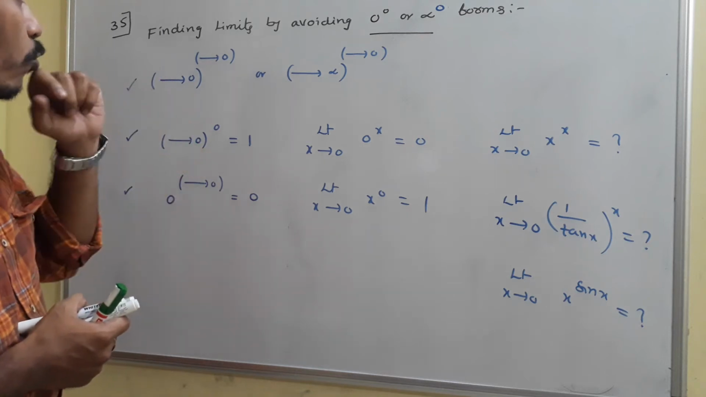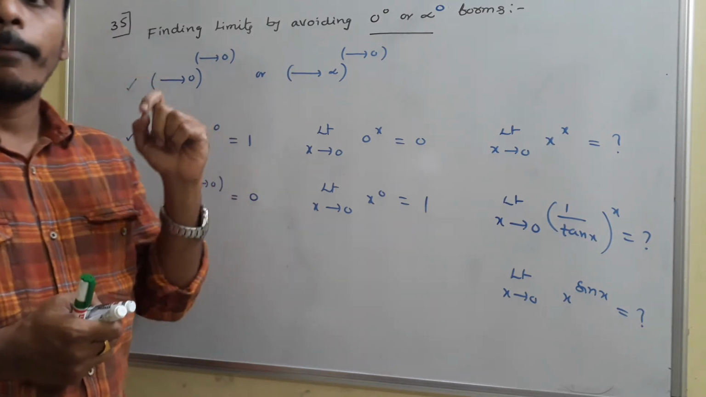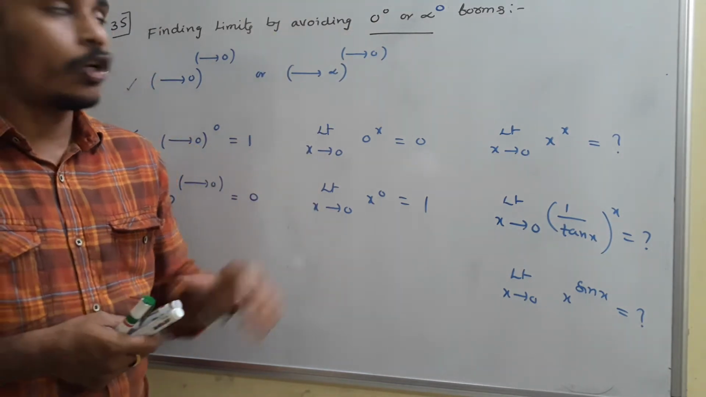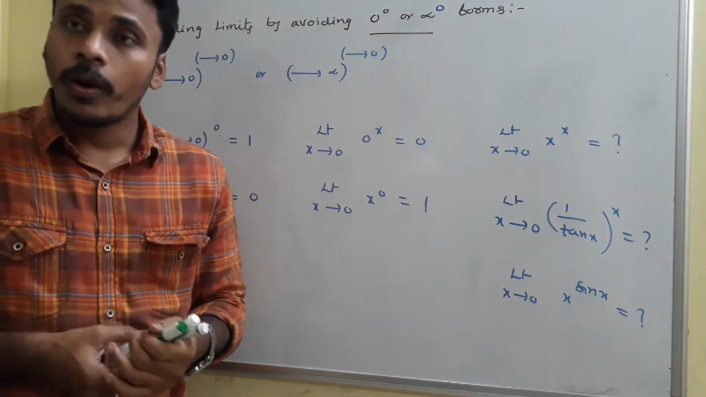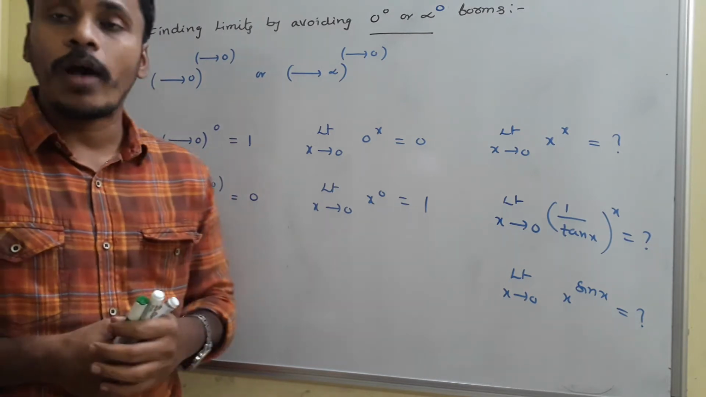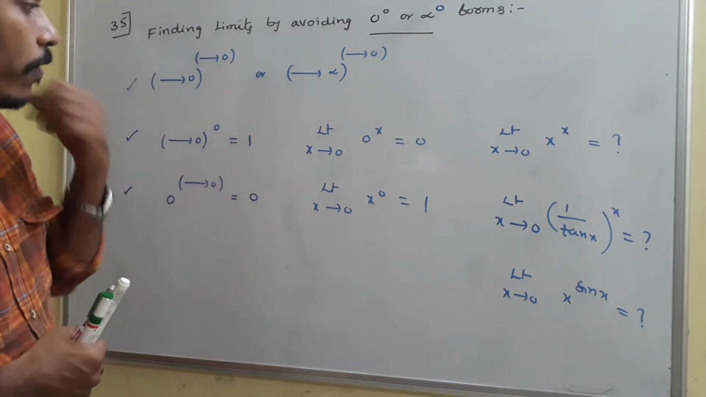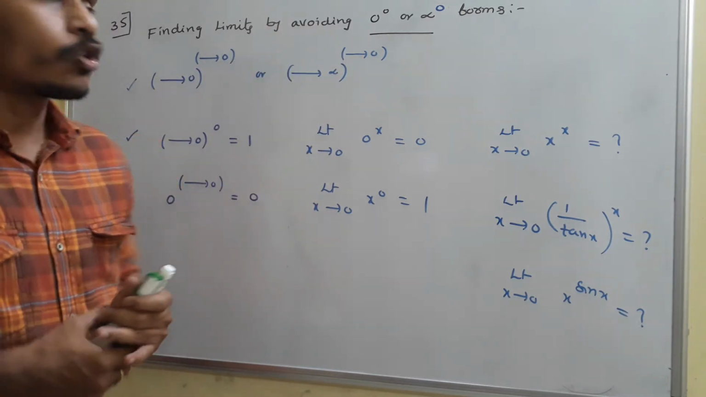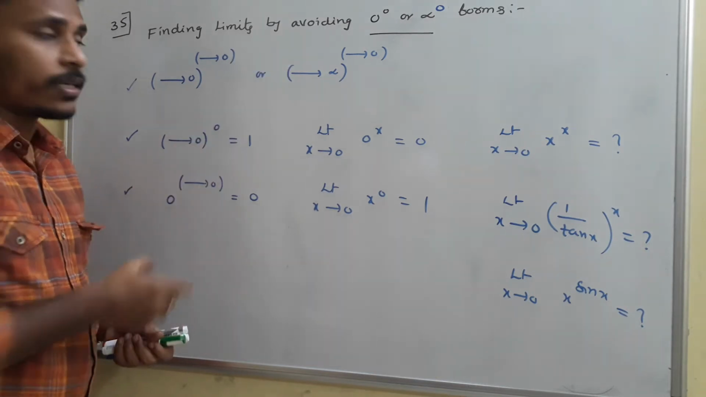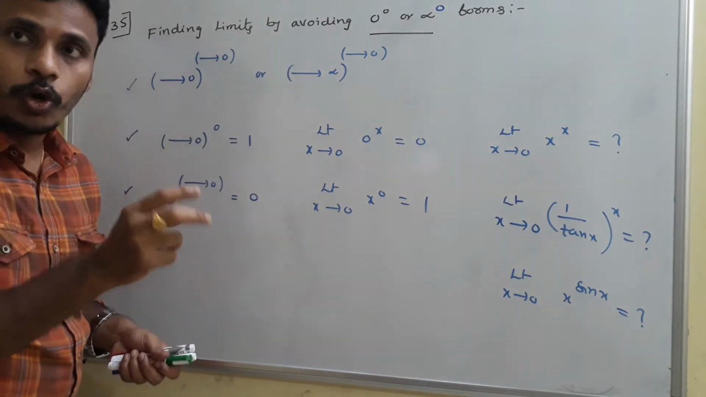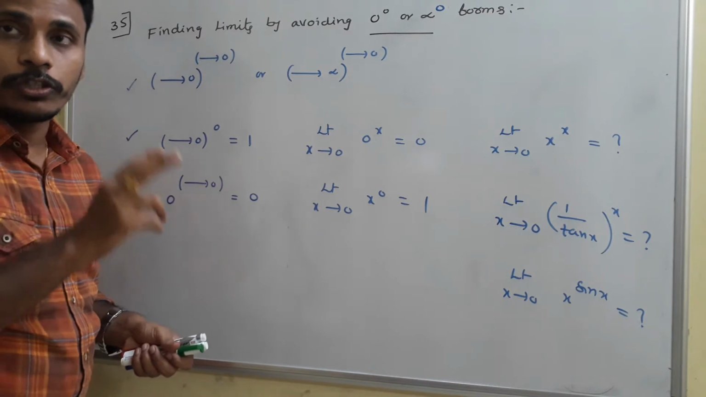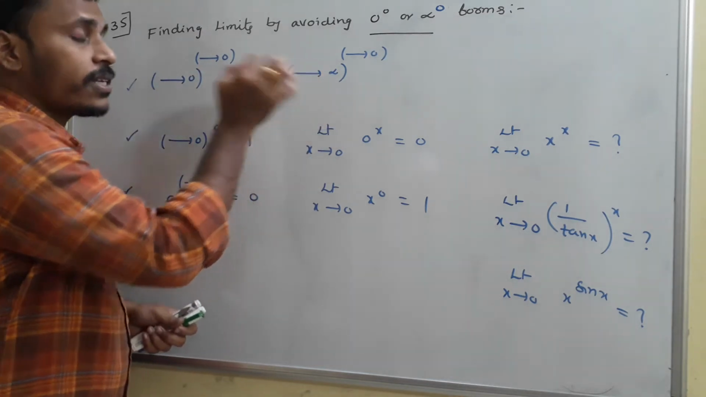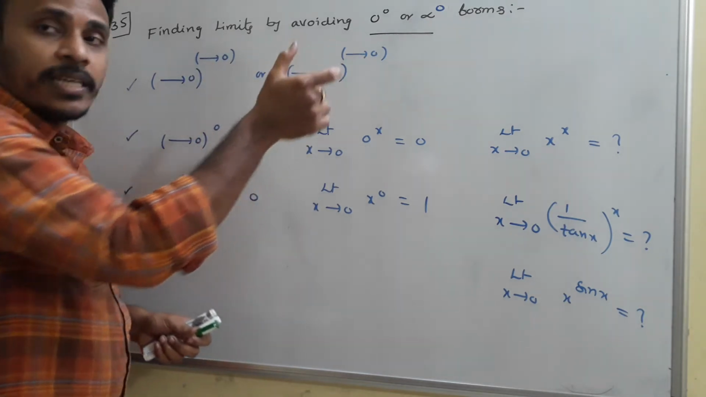We are going to discuss the way of finding limits by avoiding 0 power 0 or infinity power 0 formats. As we know, 0 power 0 is an indeterminate form, whereas infinity power 0 is also an indeterminate form. So we will find limits by avoiding these indeterminate forms, specifically 0 power 0. 0 power 0, infinity power 0, in the sense the base is tending to 0 and the power is also tending to 0. Base and power both are tending to 0. As well, base is tending to infinity, power is tending to 0.